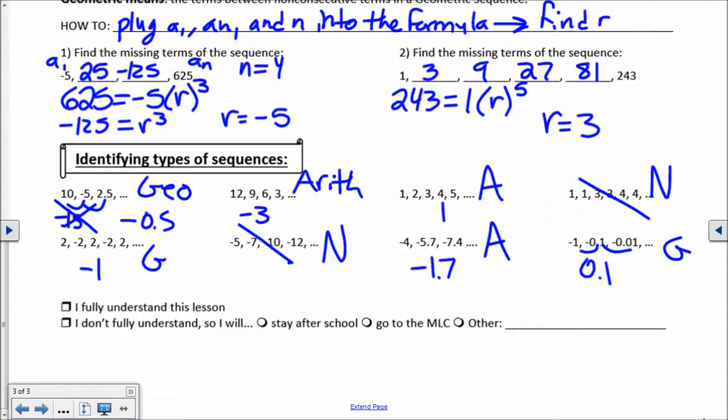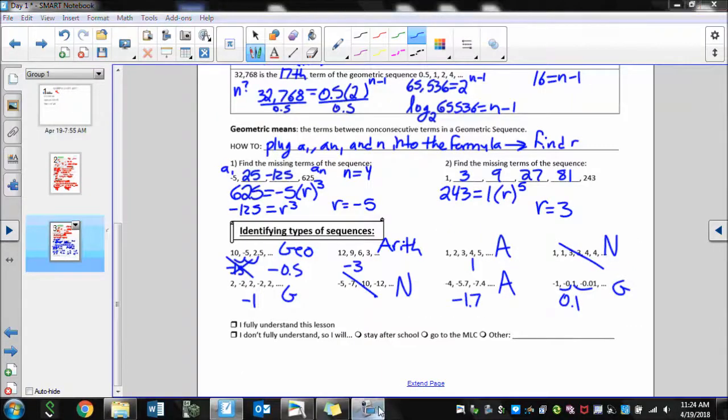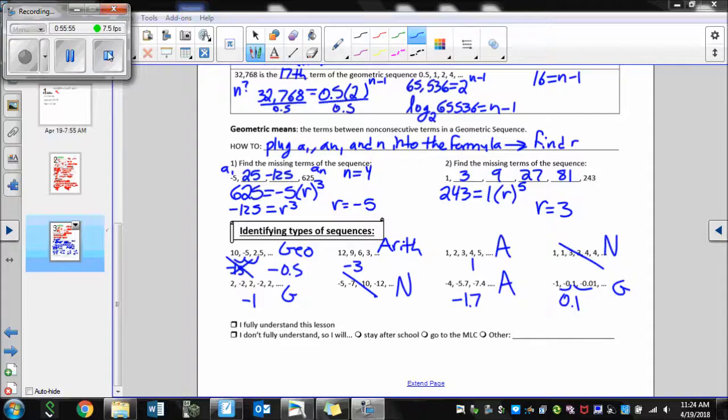Alright, so you have your formulas. Before we move on, take a look at the formulas. Do you fully understand this lesson? That's your job to answer that question. Robert, you answer that. I understand. You have to say it.